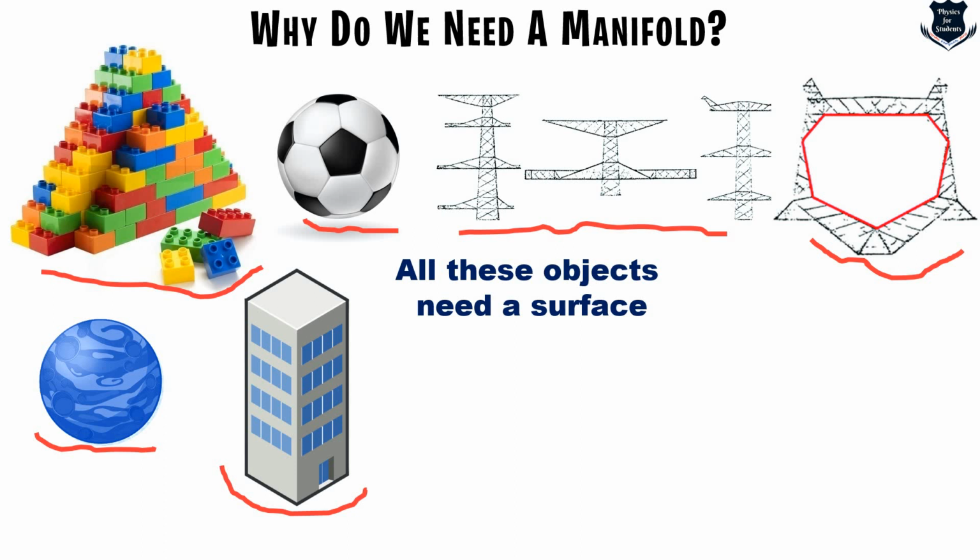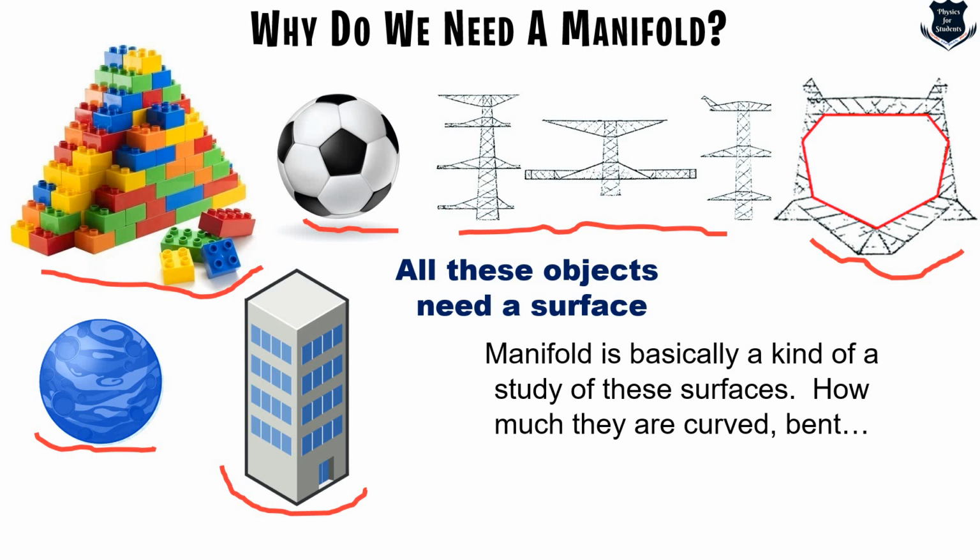So we can tell that all these objects need a surface, and manifold is basically a study of these surfaces. That means we are going to study how much they are curved, bent, twisted, whether there is a hole, and so on. So the need for manifold is this: how can we measure any geometrical structure, building, bridges, etc., without knowing what actually lies beneath that structure? That beneath the structure is what we call a manifold, and by studying that, we will understand how the object and the structures behave.